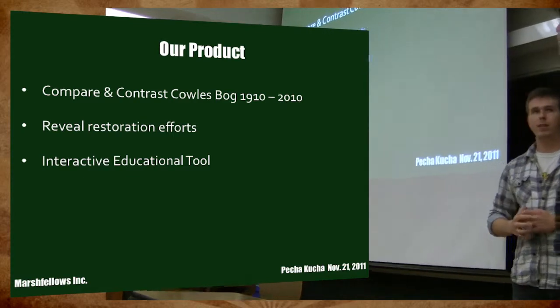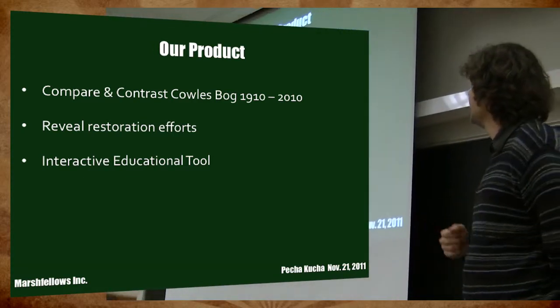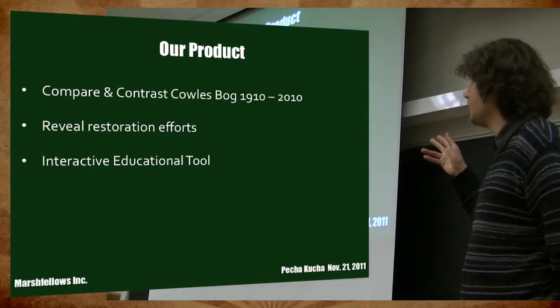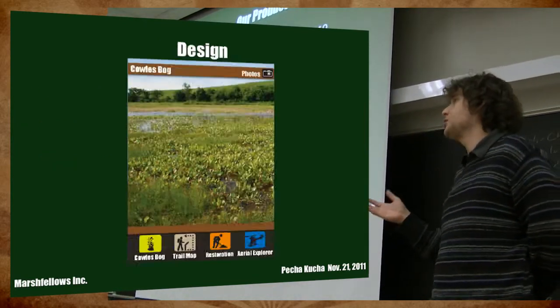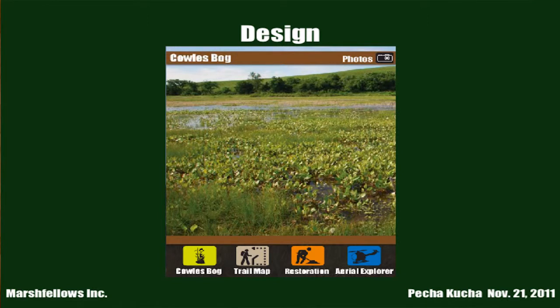Okay, so this is the details of our product that they asked for. They'd like you to compare and contrast Coles Bog and how it's changed, reveal the restoration efforts, and be an educational tool. That's the main three things that they asked for from this product that's going to be on their website. So this is the newest iteration of our product itself.